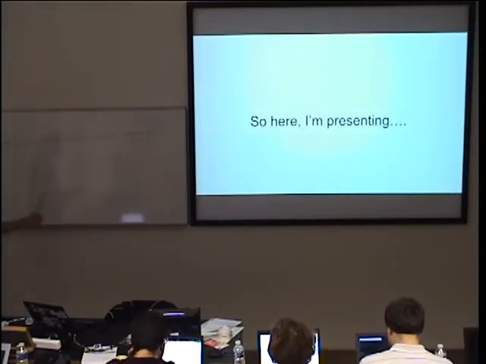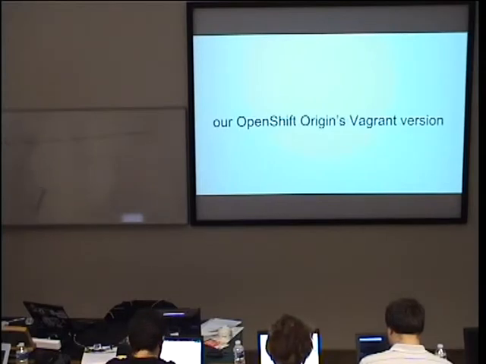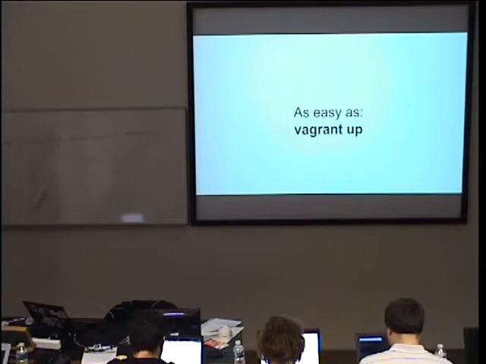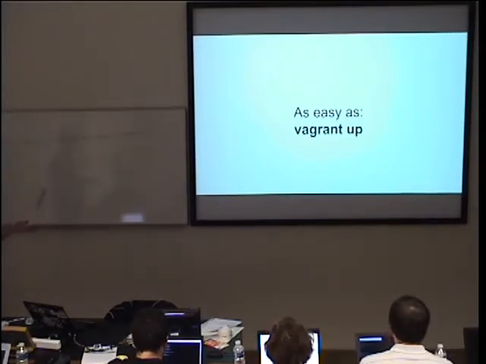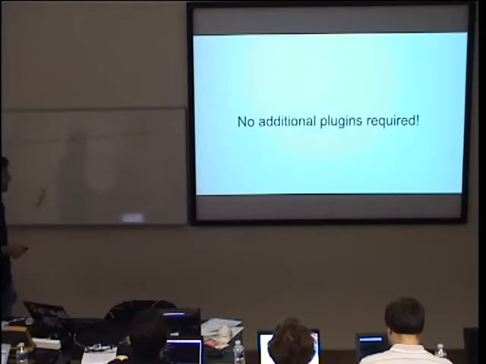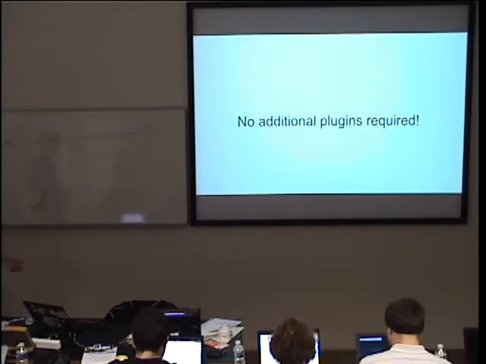So here I am presenting our own version of the Origin's Vagrant VM that we're creating. It is as easy as doing a vagrant up. Once you do vagrant up and wait for a while, you'll get a full VM ready to work with OpenShift in it. There are no additional plugins required, so apart from Vagrant and of course the virtualization technology that you are using, whether it's VirtualBox or libvirt, you don't require anything else.